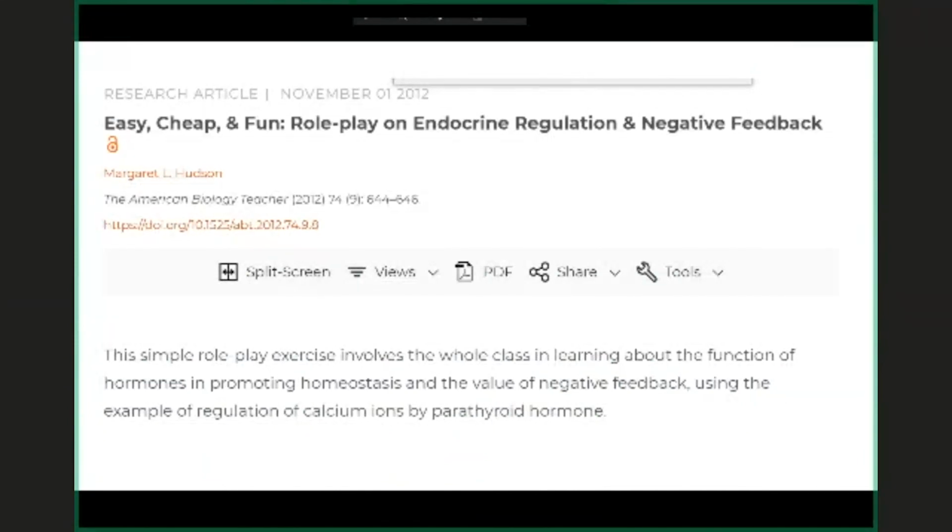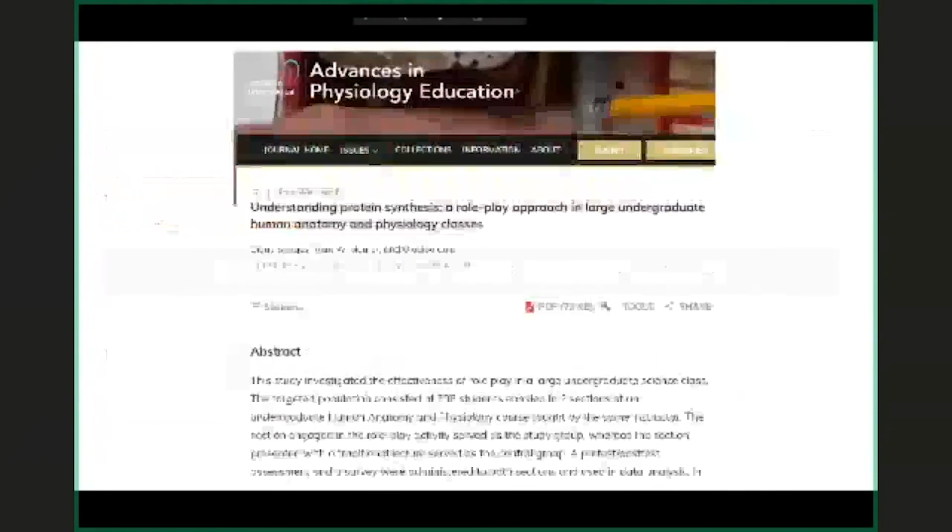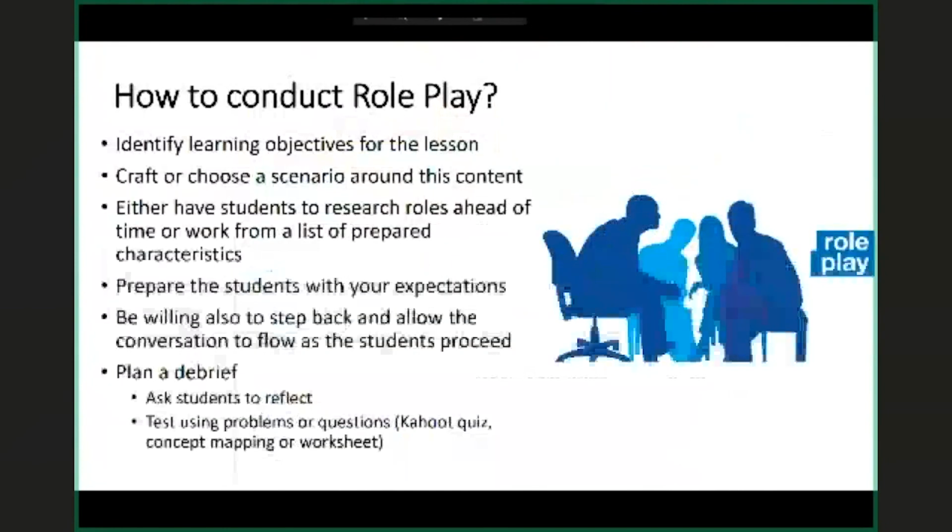There was another anatomy and physiology class where they had students pretend to be calcium ions, and how you could look at the regulation of calcium ions by looking at the function of hormones, and looking at negative feedback for the endocrine regulation. So this showcased their setup of how that works. And that was the last one.